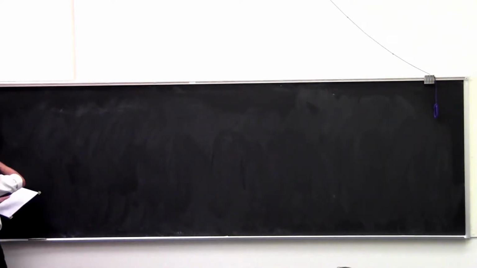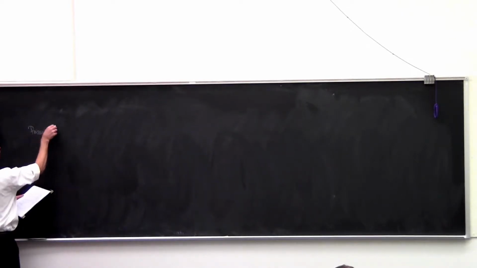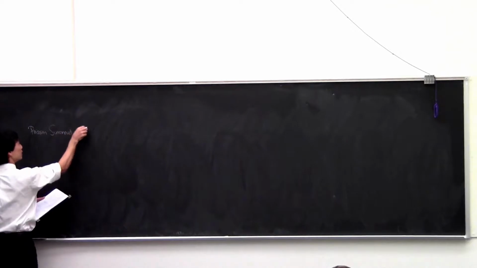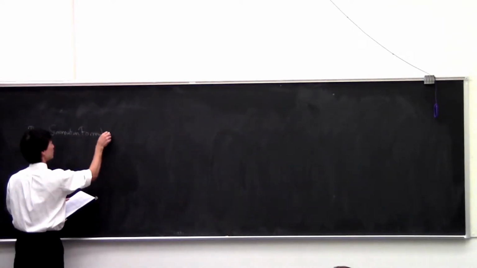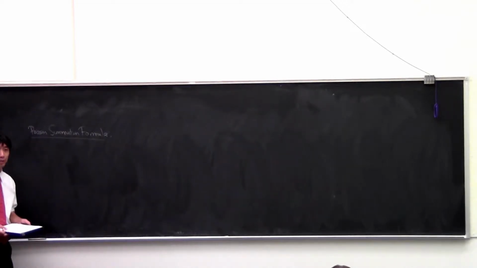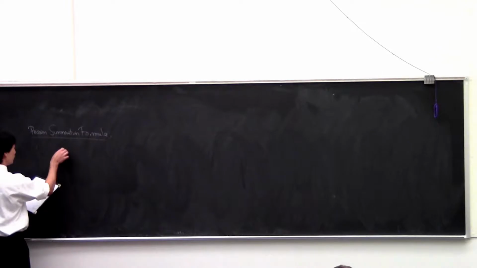Okay, so in any case, today we're going to finish up our use of the Poisson summation formula to get information about the heat kernel on the surface. So remember the setting, we have this thing, the Poisson summation formula.